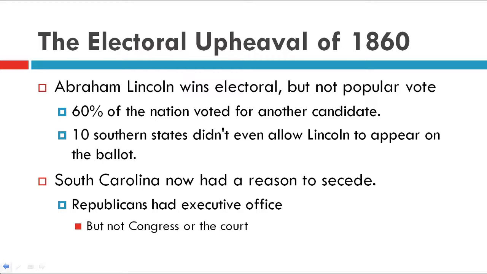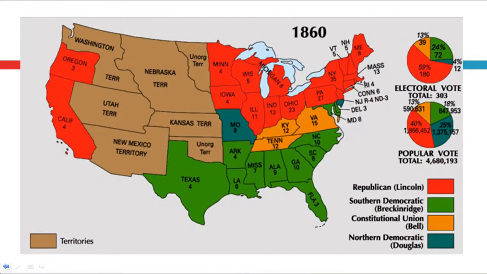The Republicans do have the executive office, but they do not have a majority in Congress, and they don't have the Supreme Court either. Here is that electoral map. As you can see, Lincoln has tremendous support across the North and the West, but nothing below the Mason-Dixon line whatsoever.